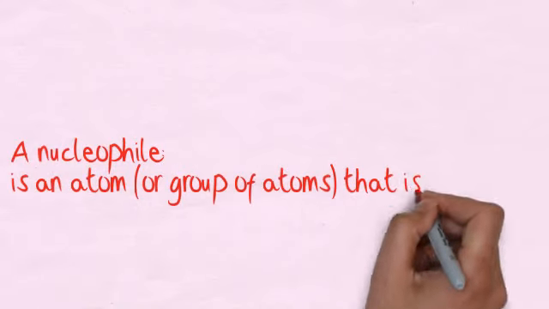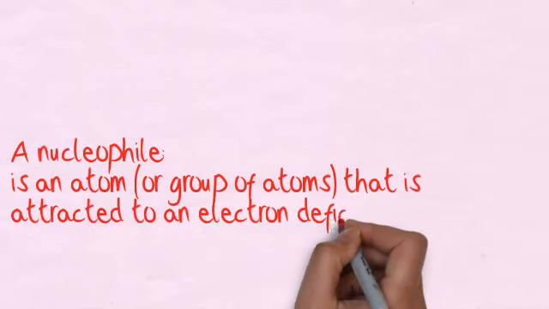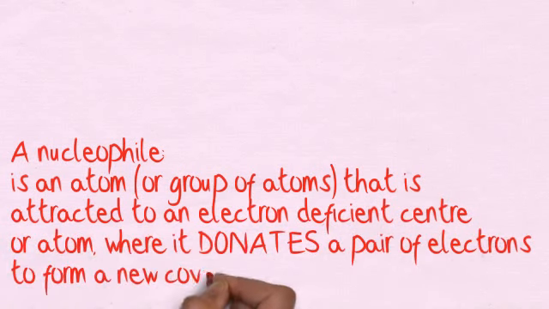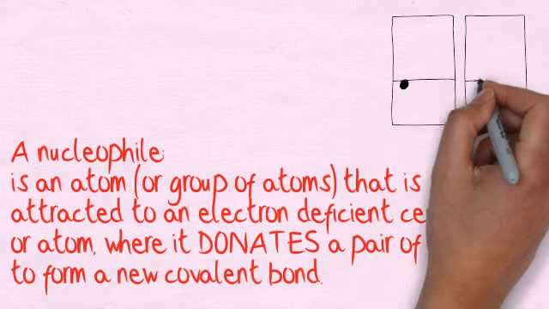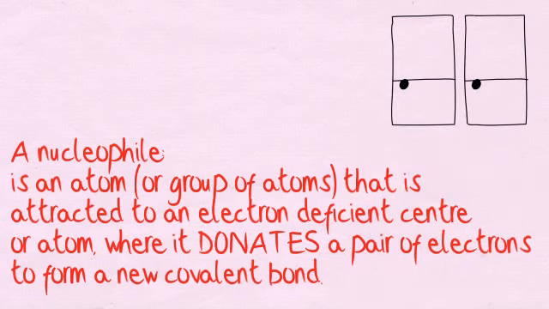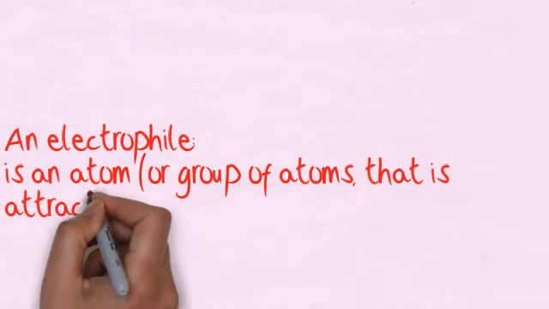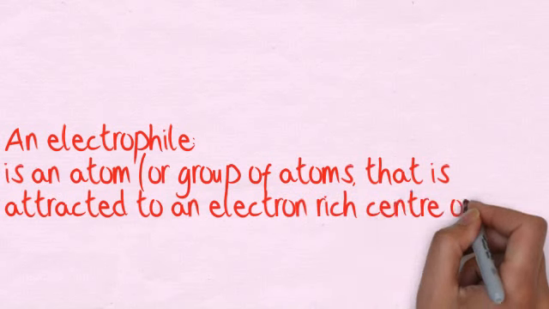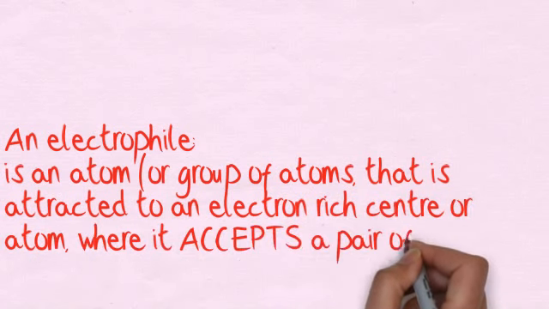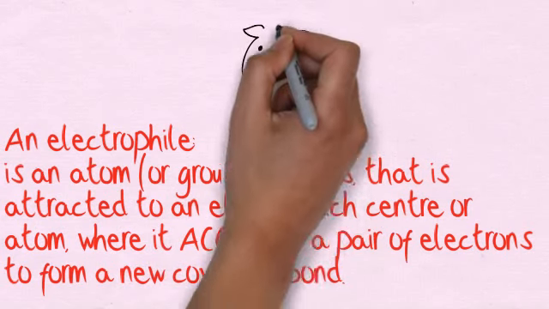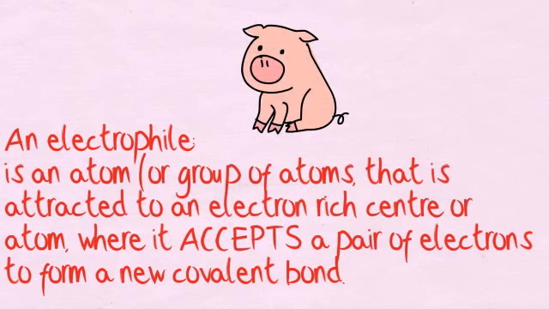A nucleophile is an atom or group of atoms that is attracted to an electron-deficient centre or atom where it donates a pair of electrons to form a new covalent bond. This is a common exam question. An electrophile is an atom or group of atoms that is attracted to an electron-rich centre or atom where it accepts a pair of electrons to form a new covalent bond. Again, this is another common exam question.